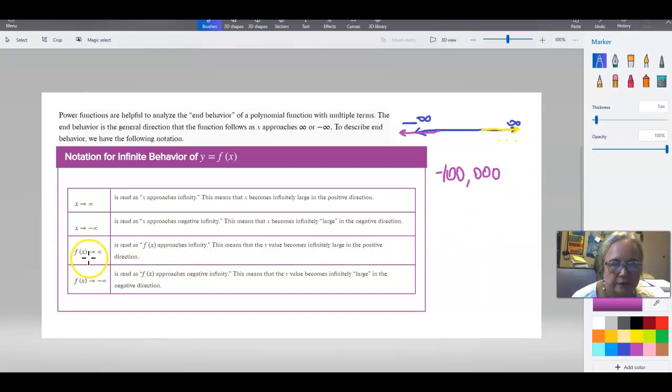And also we say that f of x approaches positive infinity. f of x we associate with the y coordinate. So we're going to say f of x approaches positive infinity when the values of the function go up and become very large. And f of x approaches negative infinity when the values of y become very small. Again, in this case, they are large in absolute value, but with a negative sign.